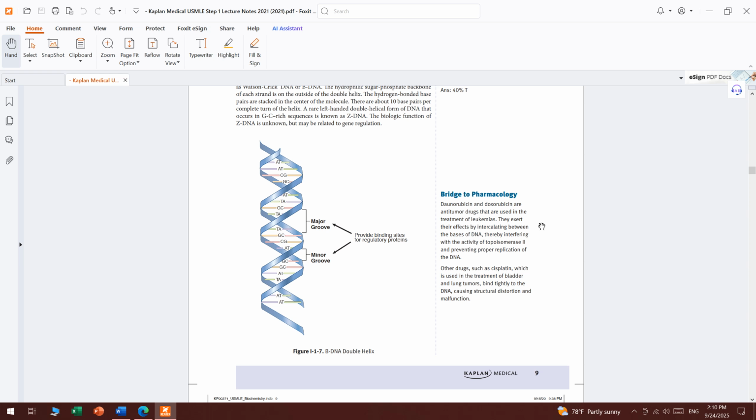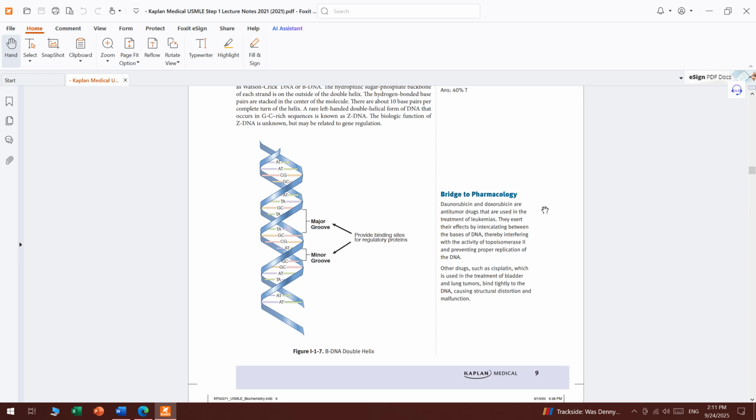Other drugs, like cisplatin, a platinum-based chemotherapy agent used in bladder and lung tumor treatment, bind tightly to DNA, forming covalent adducts. These adducts cause significant structural distortion in the DNA helix. This distortion disrupts normal DNA processes, including replication and repair, leading to cellular malfunction and ultimately triggering apoptosis in rapidly dividing cancer cells.